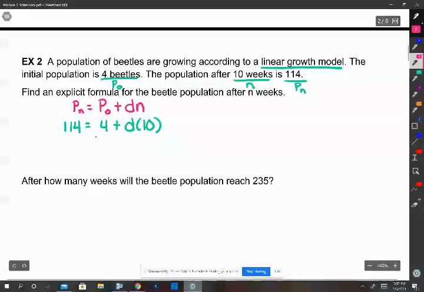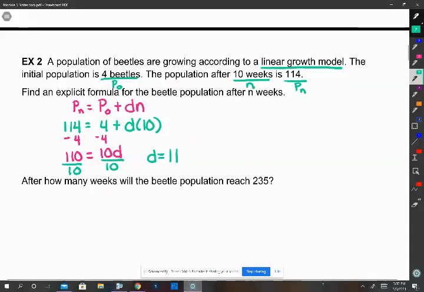So we're going to subtract 4 from both sides, which gives us 110. And then 10 times D is 10D. And then we're going to solve this for D, so we're going to divide both sides by 10, and we're going to get D is equal to 11, which is great. That tells us our D, or what our growth rate is.